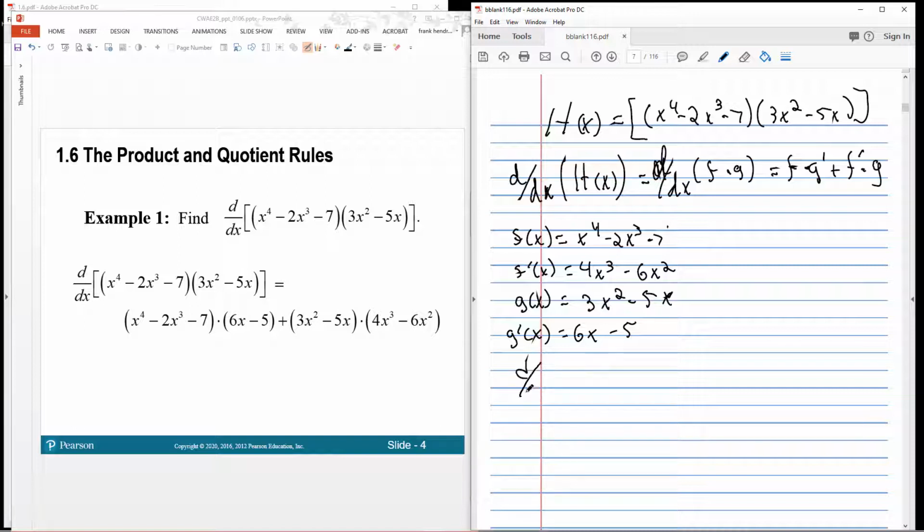So our derivative with respect to x of h of x is going to be f, which is x to the fourth minus 2x to the third minus 7, times g prime, times 6x minus 5, plus f prime, which is 4x to the third minus 6x squared. That's f prime times g, 3x squared minus 5x.